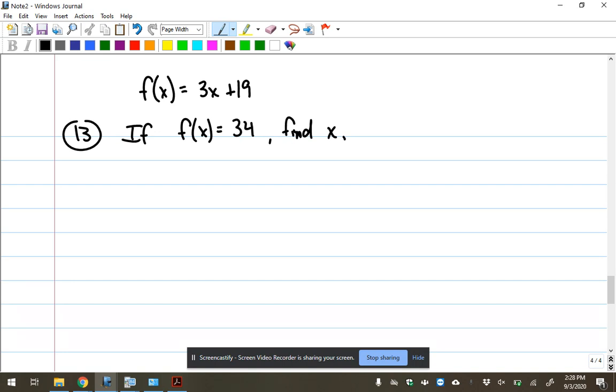Okay. All right. So, set 3x plus 19 equal to 34. Solve it. If you wrote the 34 first, equals, that's fine. It does the same thing. So 3x equals 34 minus 19, which would be the same as 35 minus 20, which is 15.